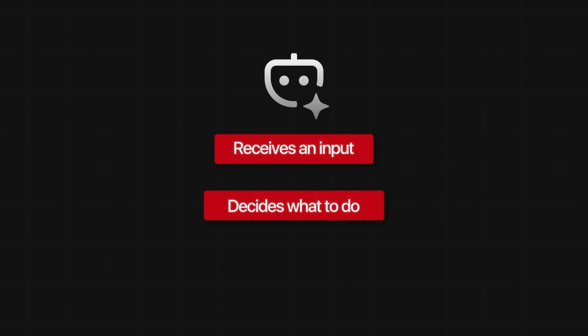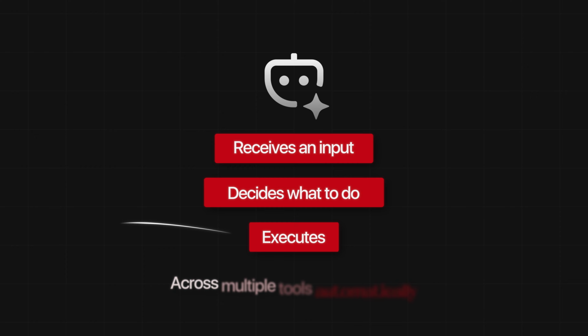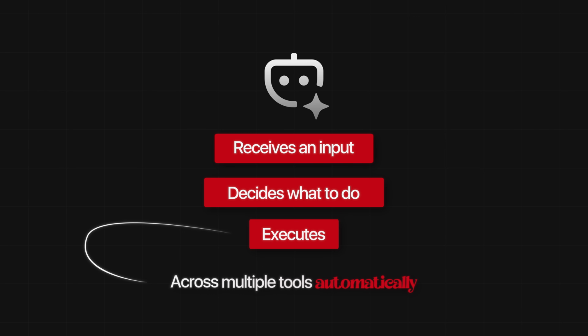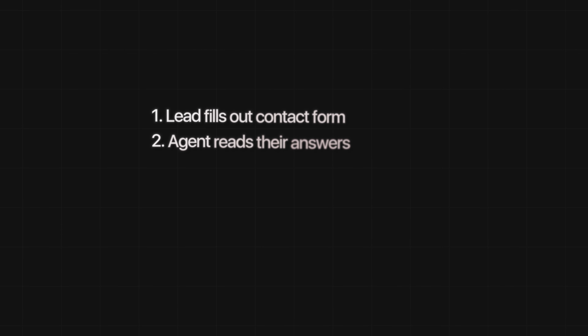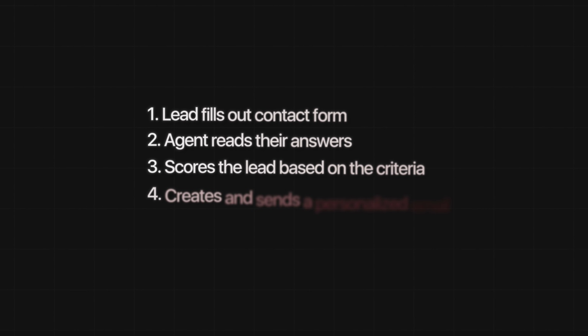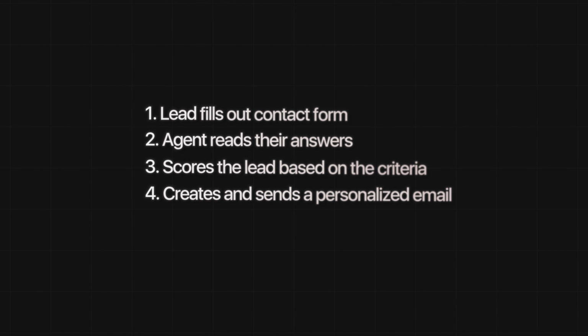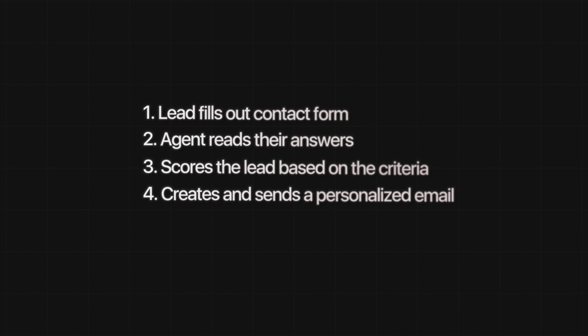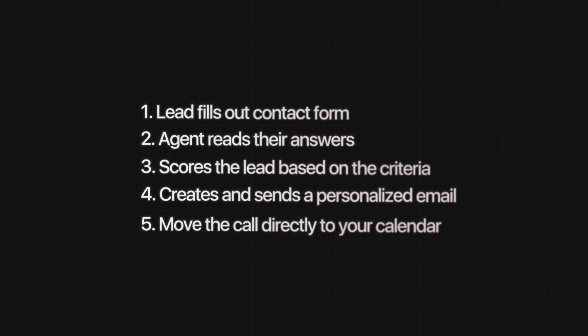An agent is different. An agent receives an input, decides what to do with it, and then executes across multiple tools automatically. You're not in the middle anymore. The AI is making the call and doing the work. Let me make this really concrete. A lead fills out your contact form on your website. The agent reads their answers, scores that lead based on the criteria you've set, writes a personalized follow-up email tailored to what they told you, and then sends the email. And then if the lead is qualified, it books the call directly onto your calendar. That entire chain from form submission to booked call happens in under 2 minutes.